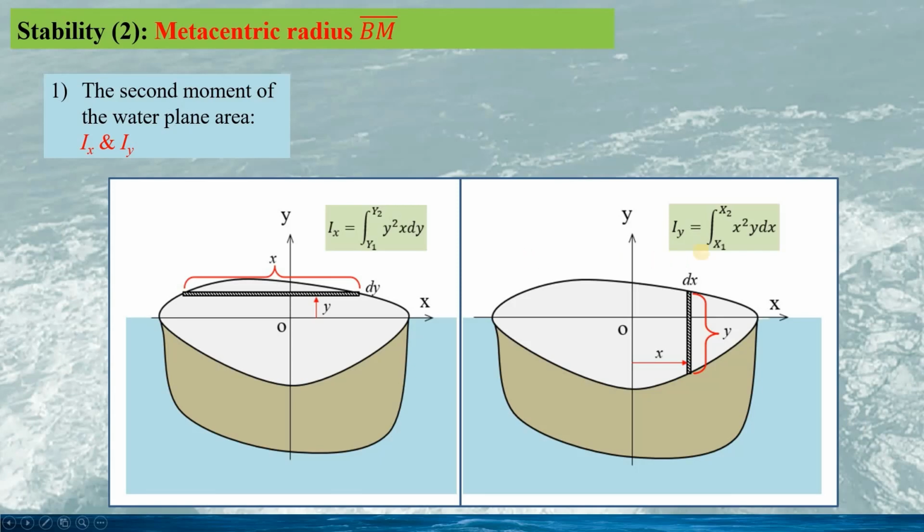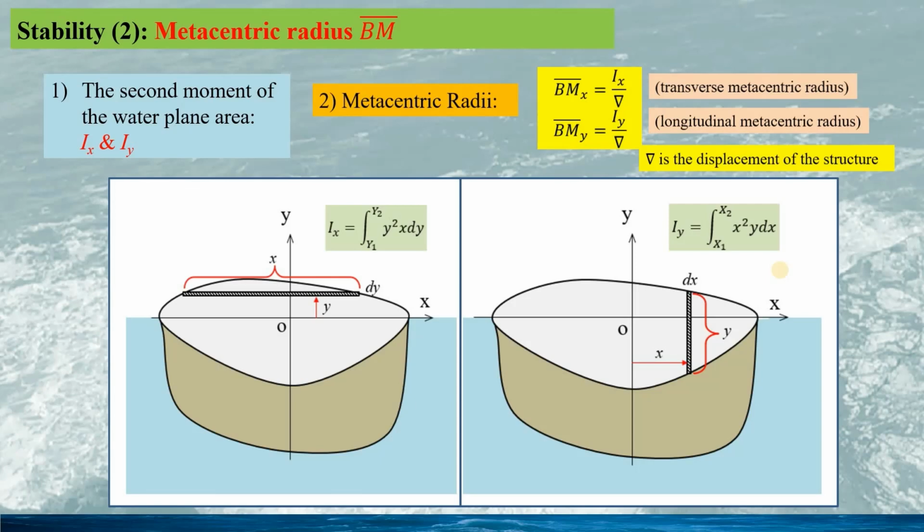Similarly, we can calculate Iy, the second moment of the water plane area, with regard to y-axis. So the calculation is by this integral. The second step is the metacentric radius. Bmx is calculated by the second moment of water plane area, Ix, divided by the displacement lambda, and similarly for the metacentric radius along the y-axis, given by this.